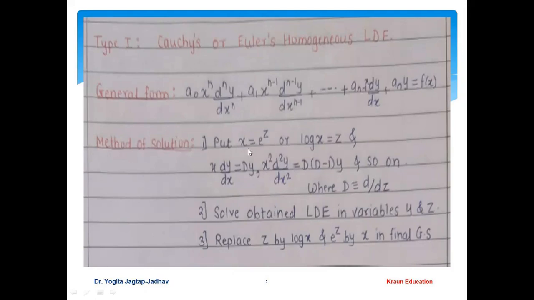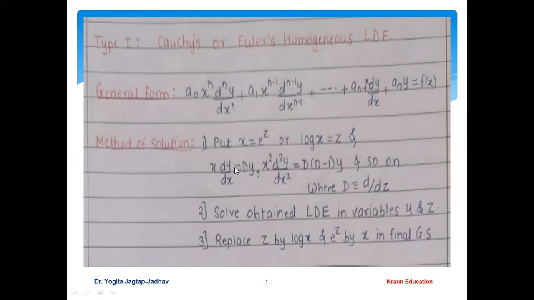Here we have to put x equals e raised to z, or when I take the log on both sides, we have log x equals z. With this substitution, your first order derivative term x into dy by dx turns to Dy, and x square d square y by dx square turns to D into D minus 1 operating on y, and so on, where D stands for derivative with respect to z.